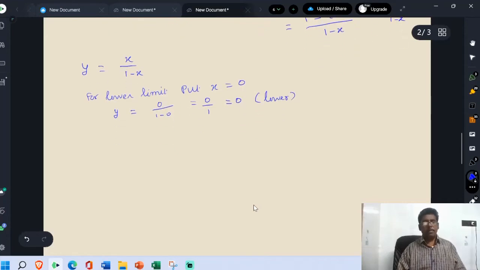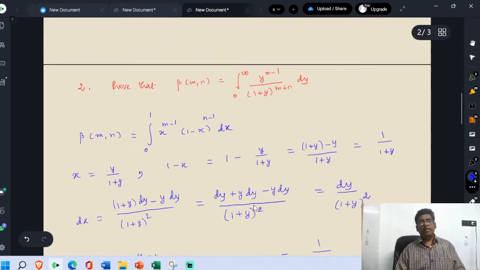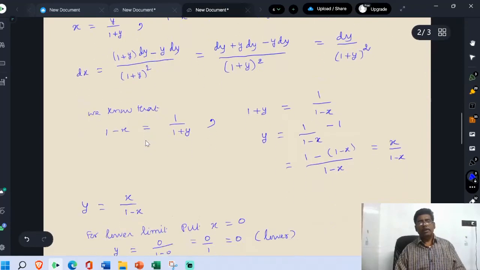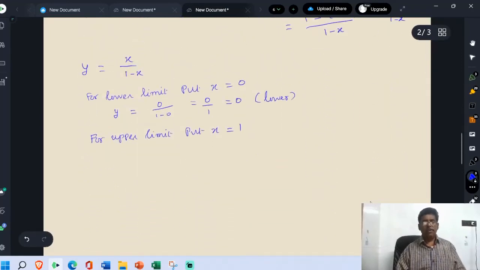For the upper limit, put x equal to 1. If x equals 1, then the value of y equals 1 divided by 1 minus 1, that is equal to 1 by 0. Anything by 0 is infinity. So this is our upper limit. While the lower limit is 0, the upper limit is infinity.